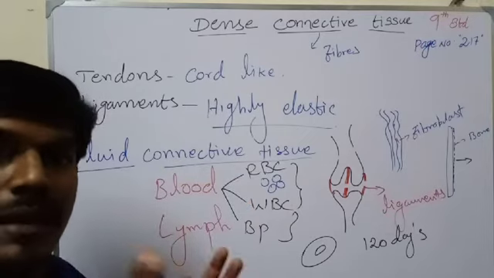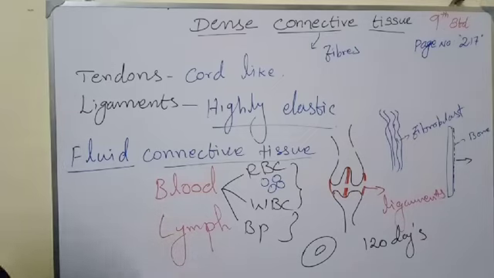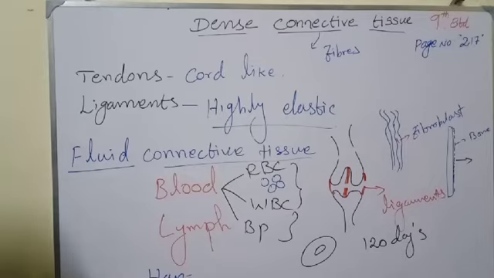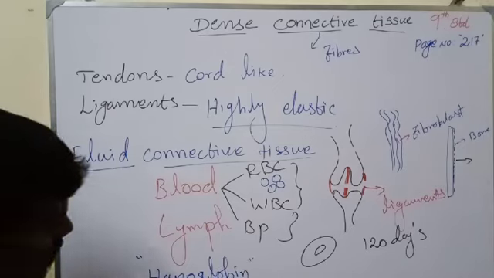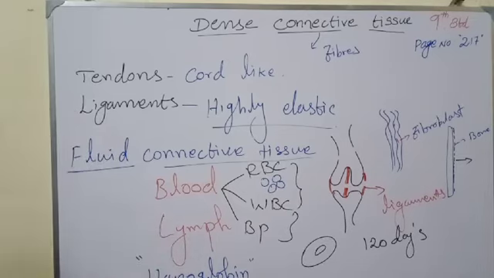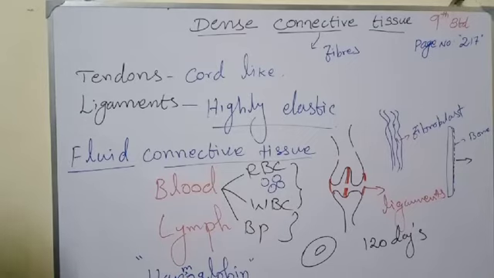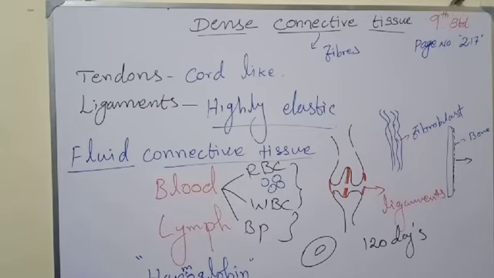The absence of the nucleus means the space is filled with hemoglobin pigment. So the pigment present is hemoglobin pigment. See, the hemoglobin pigment is responsible for the main function. What is the main function? The carrying of oxygen and nutrients from one cell to another cell.